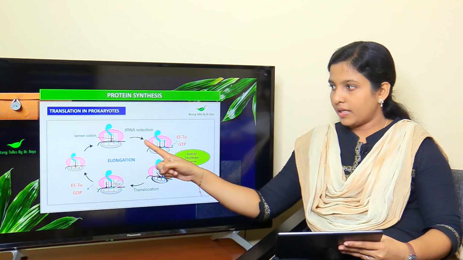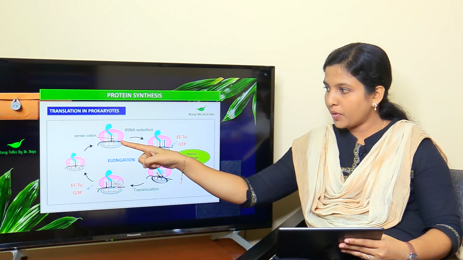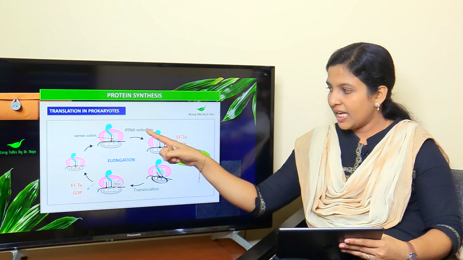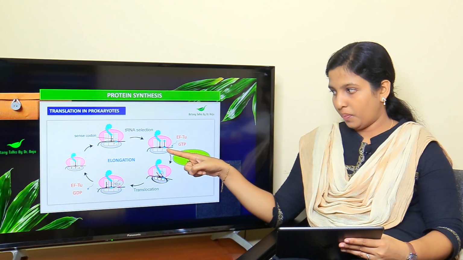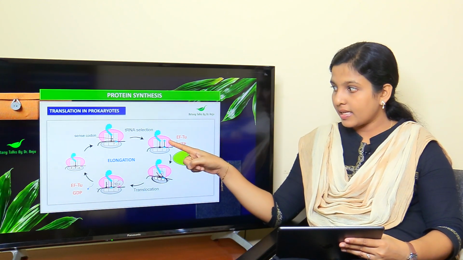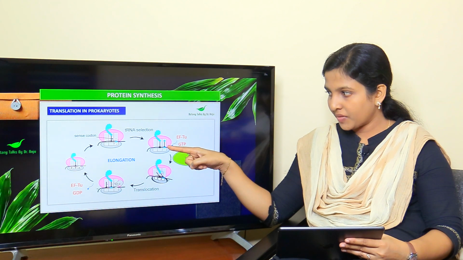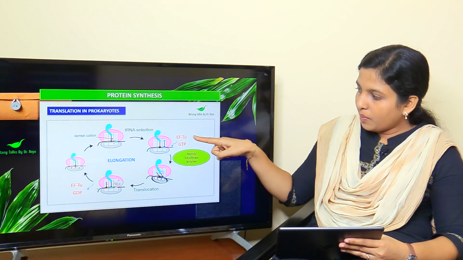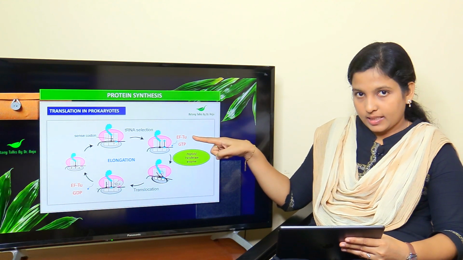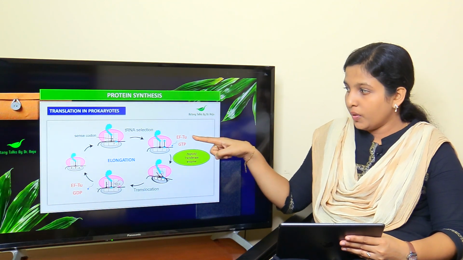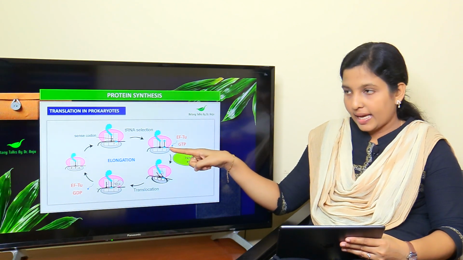First, tRNA selection. Based on the codon present in this mRNA molecule, the appropriate tRNA from the cytoplasm will bind to the codon at the A site of the ribosome. This A site tRNA has an amino acid which represents the codon present in the mRNA. This binding is facilitated by a molecule called elongation factor TU. Elongation factor, EF represents elongation factor, TU helps binding of a charged aminoacyl-tRNA molecule to the A site.